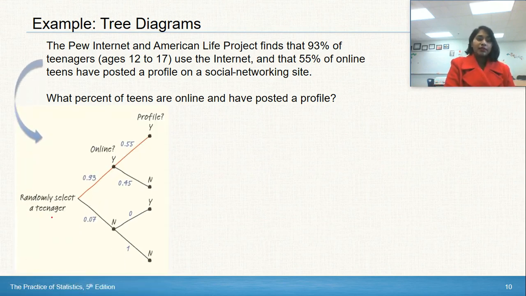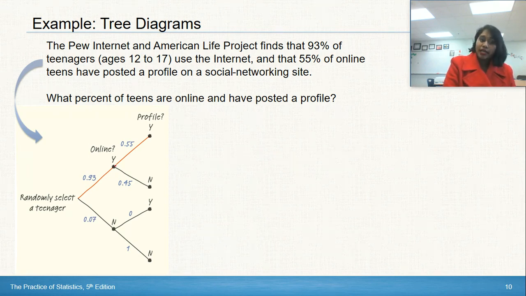So I have a randomly selected teenager. I have a 93% chance that they are online and a 7% chance that they're not. Under the not category, I have a zero probability of yes, because if I am not online, I cannot have a profile. And then I have a perfect probability, 100% chance of not being online means I don't have a social networking profile. This side makes sense. Okay, let's go back to the positive side, the side we actually care about.